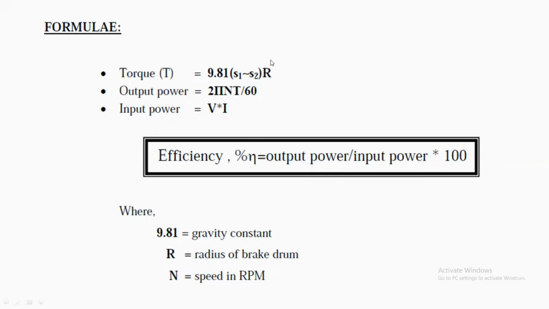Here, how to measure the radius of the brake drum? The radius R can be measured by using a flexible wire. First of all, measure the circumference of this brake drum. Then 2 pi R is the circumference. From this, calculate the radius and also add the thickness of the belt. You get the radius of the brake drum.